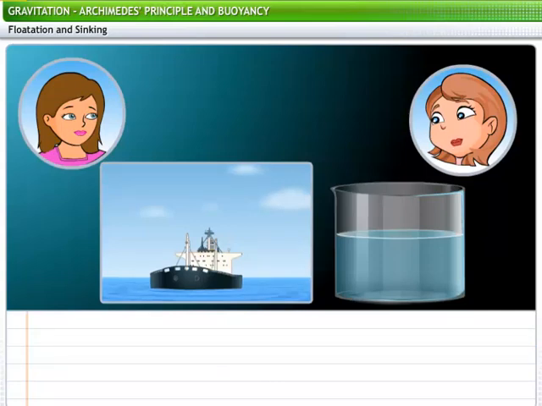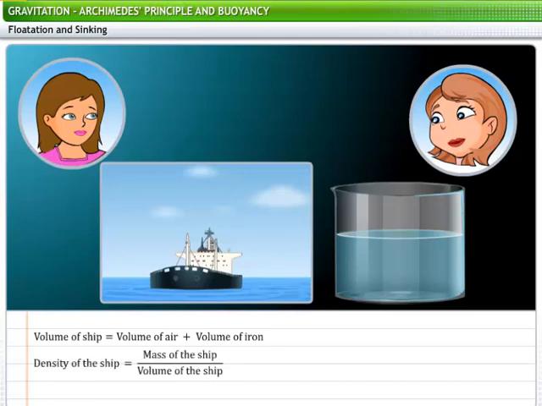The reason for flotation of the ship is similar to that of the flotation of the glass bottle. Even though the density of iron is more than that of water, the ship does not sink. The total volume of the ship includes the volume of the air in it and the volume of the metal. This reduces the overall density of the ship to a value much less than the density of water. Hence, the ship does not sink.